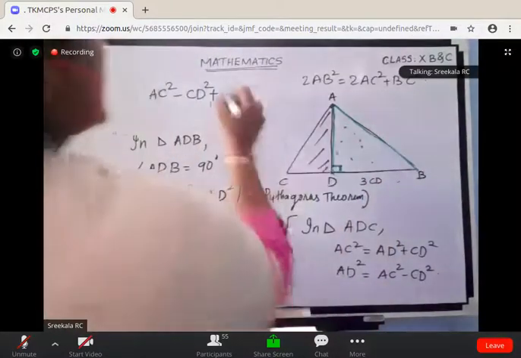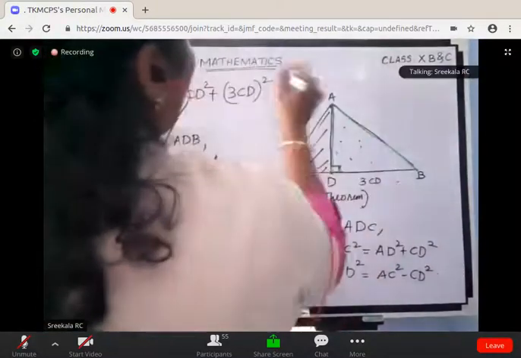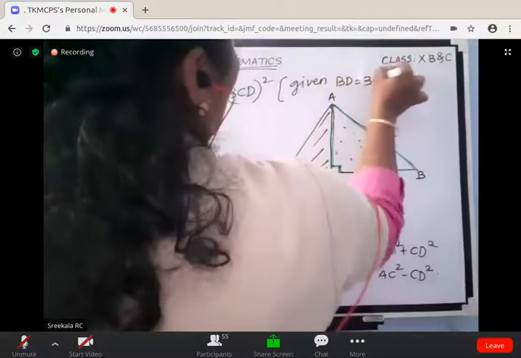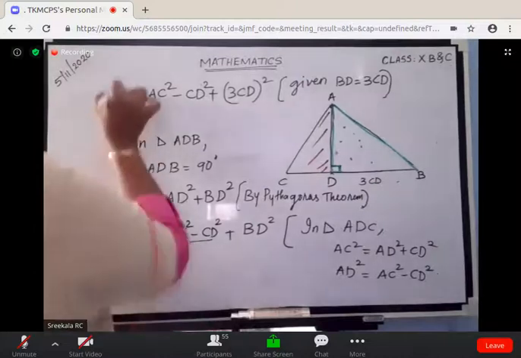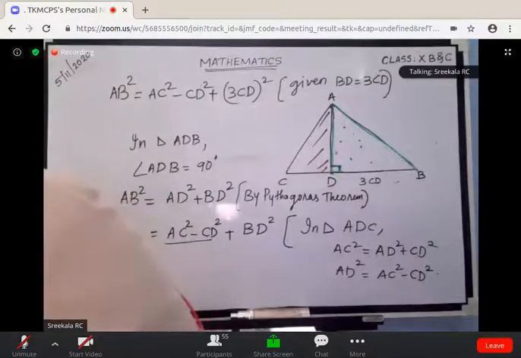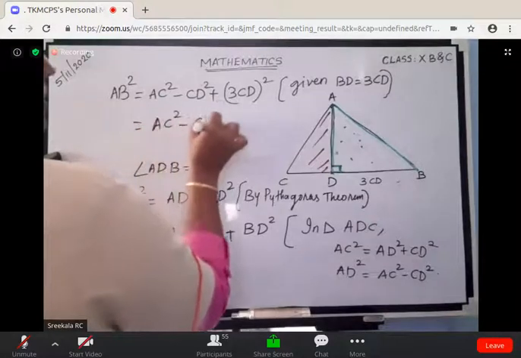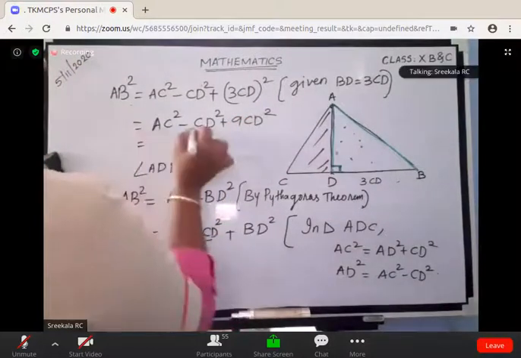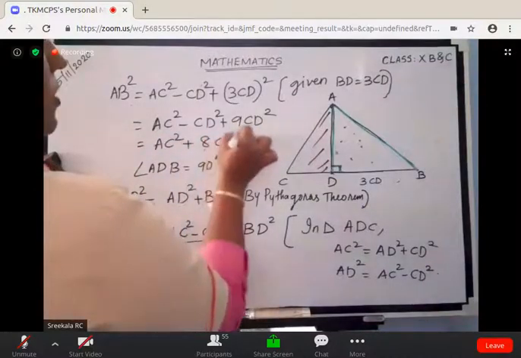BD can be written as 3CD. BD equal to 3CD the whole square. In the bracket you have to write, given that BD equal to 3CD. So we write like that, 3CD. So AB square is equal to AC square minus CD square plus 3CD square. So we can write this as AC square minus CD square plus 3CD whole square, that is 9CD square. So when we add this, this becomes AC square plus 8CD square.